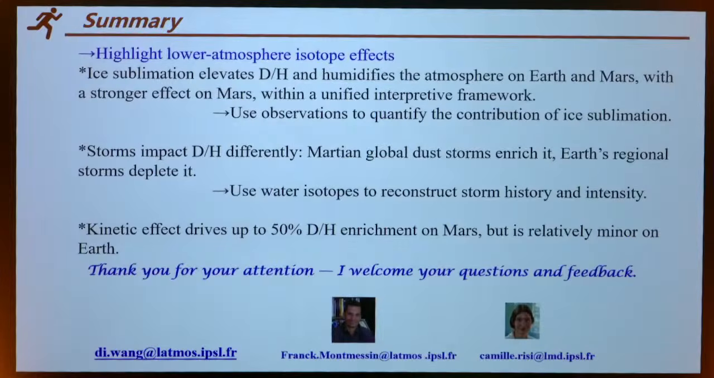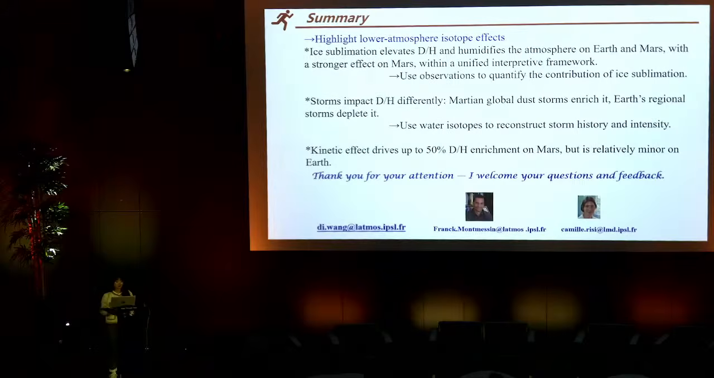So to sum up, ice sublimation elevates D2H and humidifies the atmosphere on Earth and Mars, with a stronger effect on Mars, and within a unified interpretive framework. For its implication, we can use the observation to quantify the contribution of ice sublimation to the upper atmosphere humidity, which plays a critical role for the global climate feedback. And storms impact D2H differently: Martian global dust storms enrich and Earth's regional storms deplete.